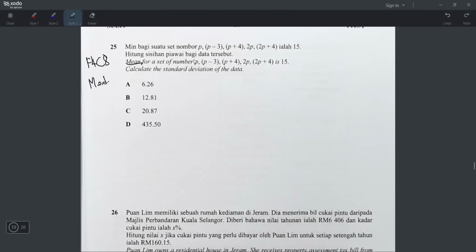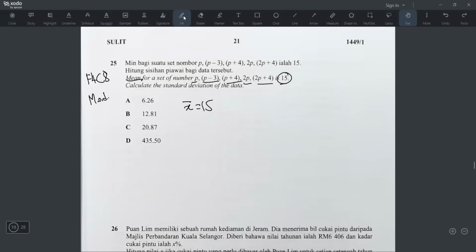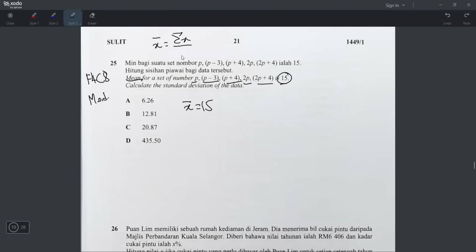Mean of a set of numbers p minus 3, p plus 4, 2p, 2p plus 4 is 15. So 15 is the mean. So the symbol for mean is like this, mean equals 15. And you need to know the mean formula also. Okay, mean formula is like this. Sum of x divided by n. If there is no frequency. If there is frequency, then we use a different formula. Sum of fx over sum of f.